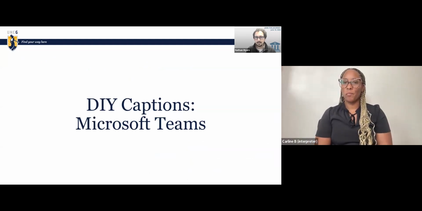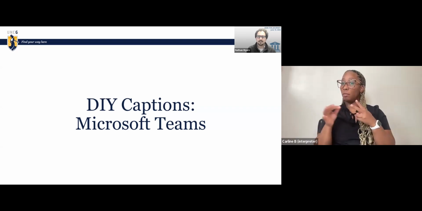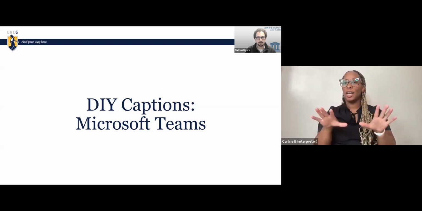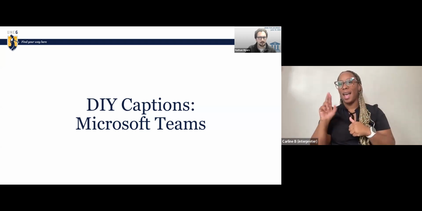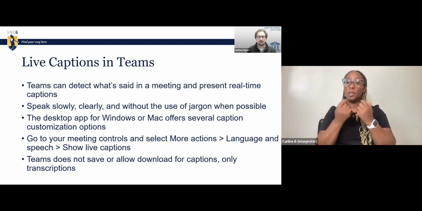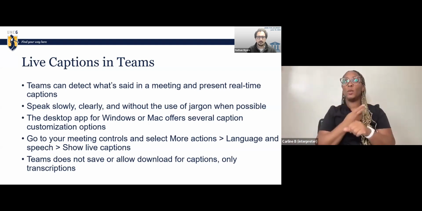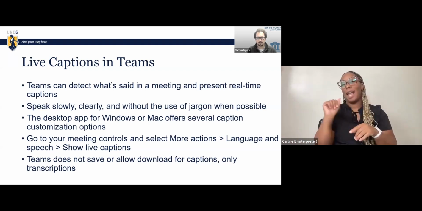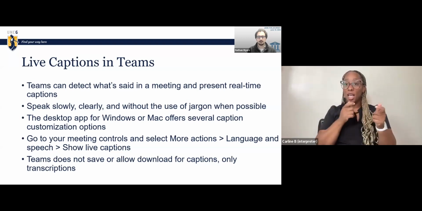Another media option you might use is Microsoft Teams. That's another one that we support at UNCG. Teams can auto-generate both captions and transcripts, live captions and transcripts, I should say. We'll start with captions, and we'll get to transcripts a little later on. Teams has built-in captioning using automatic speech recognition, or ASR. You can turn this on from your meeting controls: more actions, language and speech, show live captions.